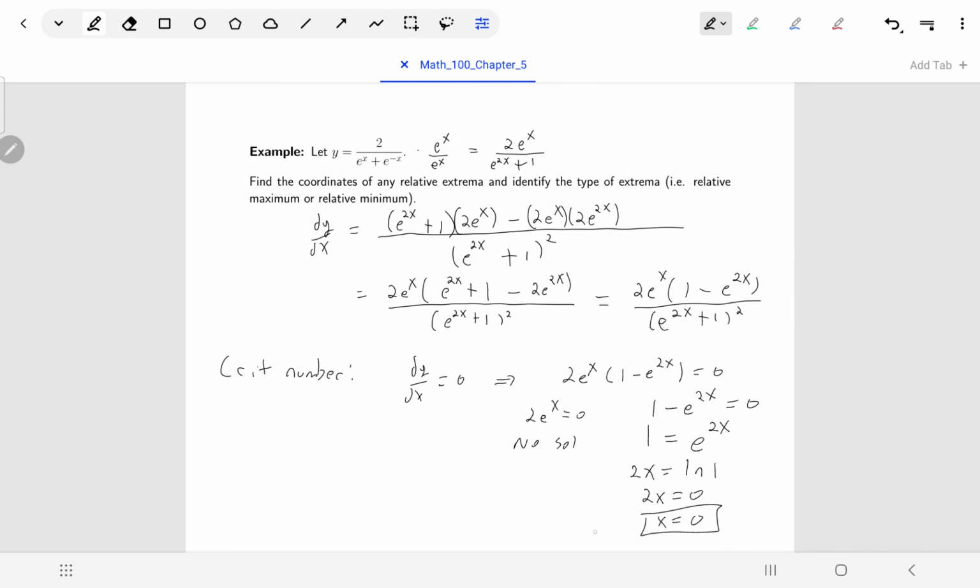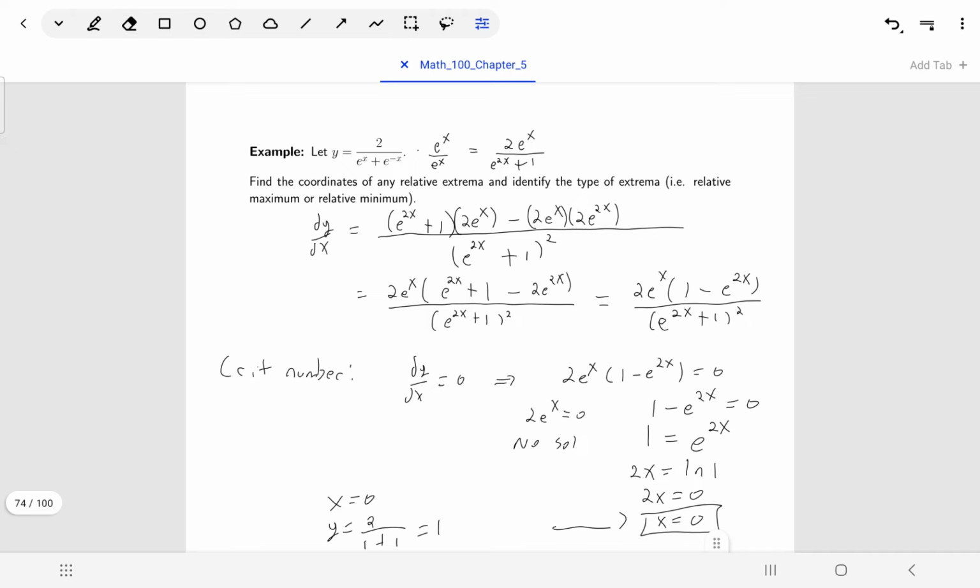If we're thinking about this as a point, when x is 0, the y value would be 2e to the 0, which is 1, over e to the 0, which is 1, plus 1. In other words, the y value is 1 when x is 0. Okay, so that's the first part of our job done. We have our derivative. We have figured out where the critical numbers are.